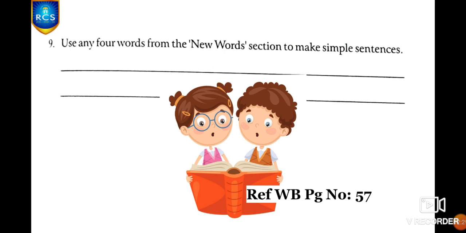And ninth question. Use any 4 words from the new words section to make simple sentences. Children, you select any 4 words from the new words in your concept book, and you have to make simple sentences. You can take 4 new words from the elephant's child story, and you can make some simple sentences using those words.